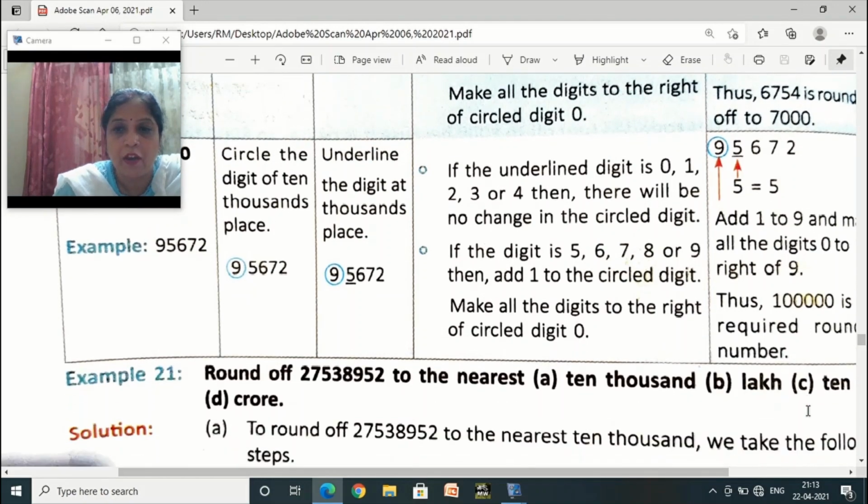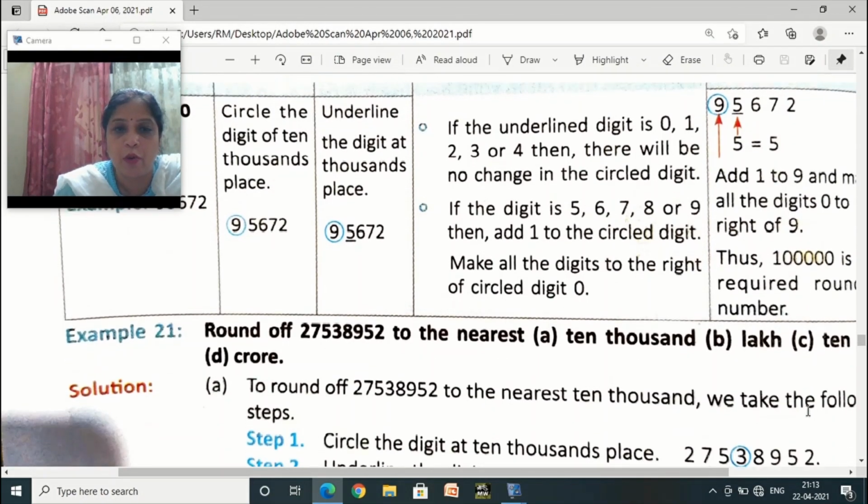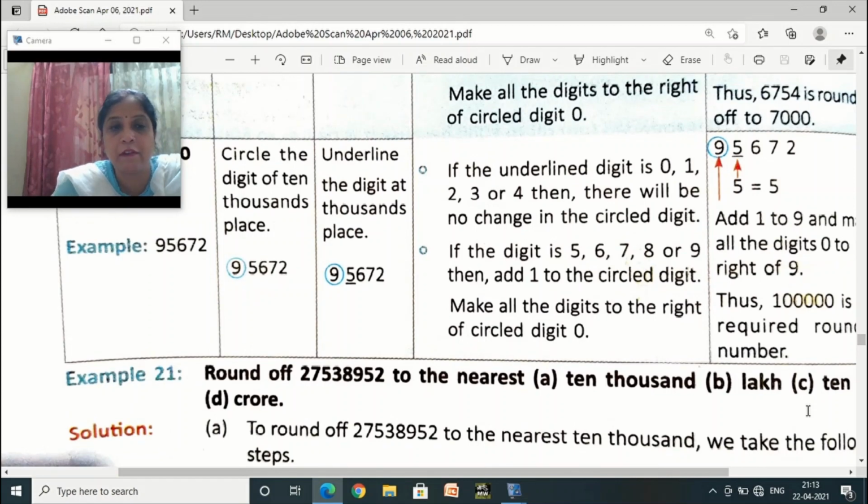Now similarly, suppose you have to round off a number, we will follow the same rules in lakh, in crore, 10 lakh and in crore also. Suppose a big number is given, for example, round off 27538952. If I read the number, it is 27 crore 53 lakh 88,952.